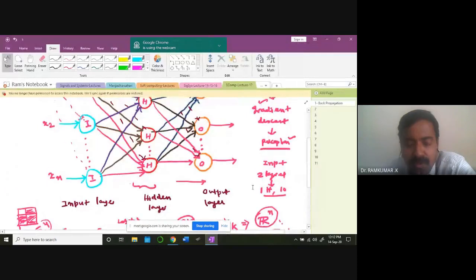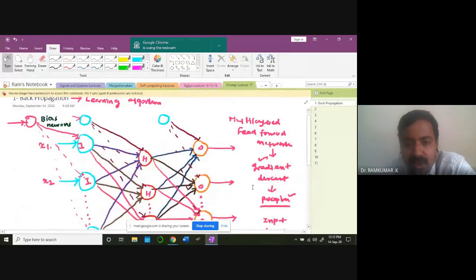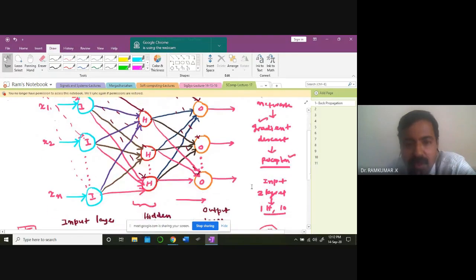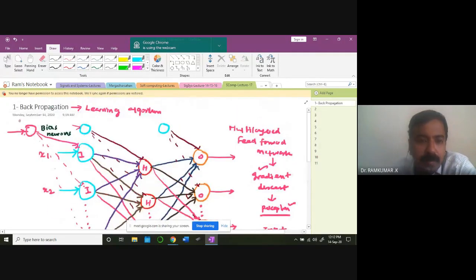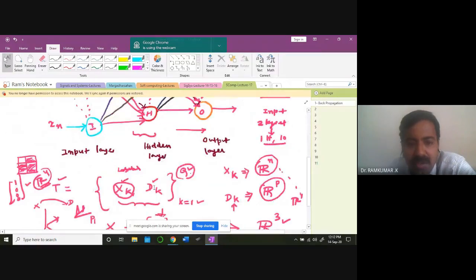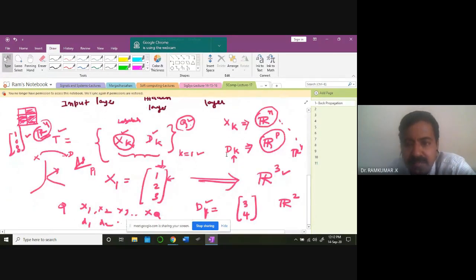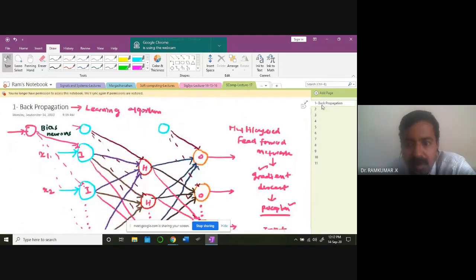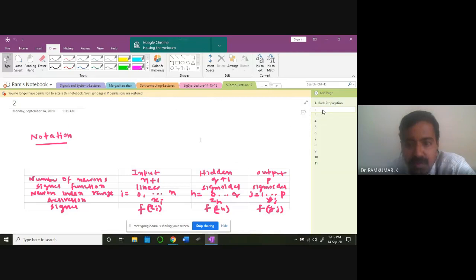So that's the first step. We are thinking of a multi-layered feed-forward neural network, and we are going to employ the gradient descent algorithm to work out a learning algorithm using the backpropagation method. So we have some notations like this. For the data set I have given, now in the same manner we can proceed for the notations also.